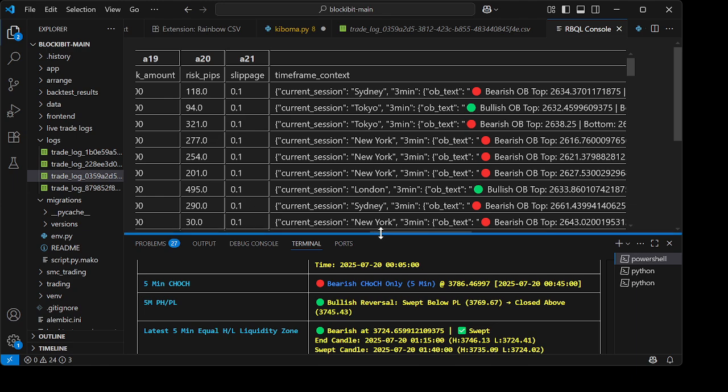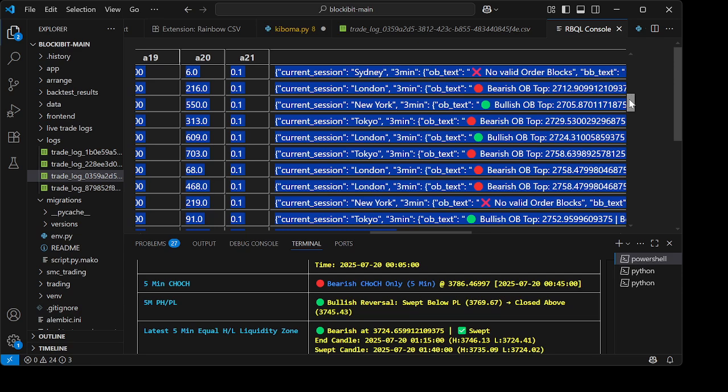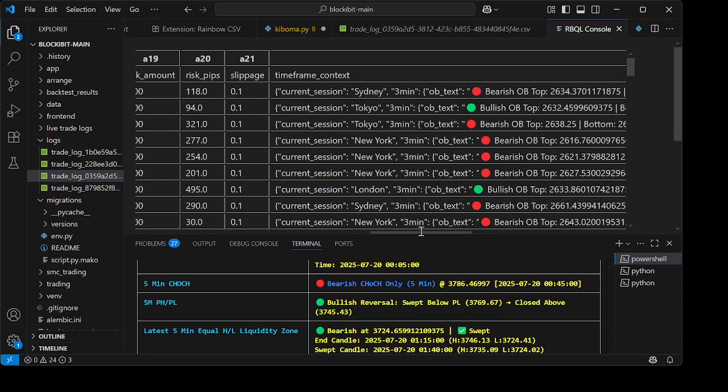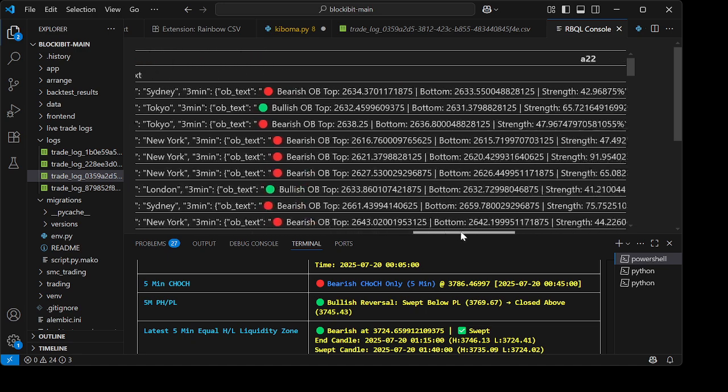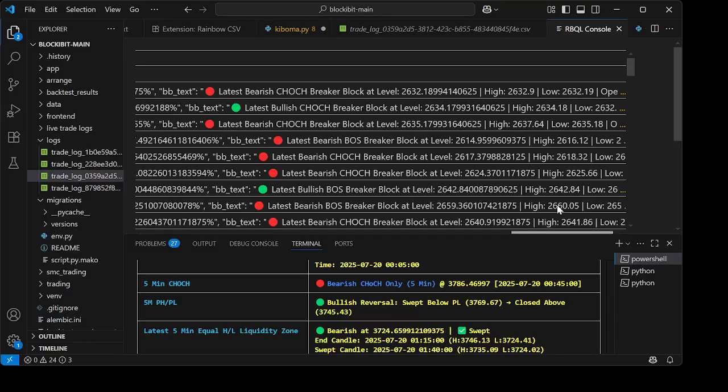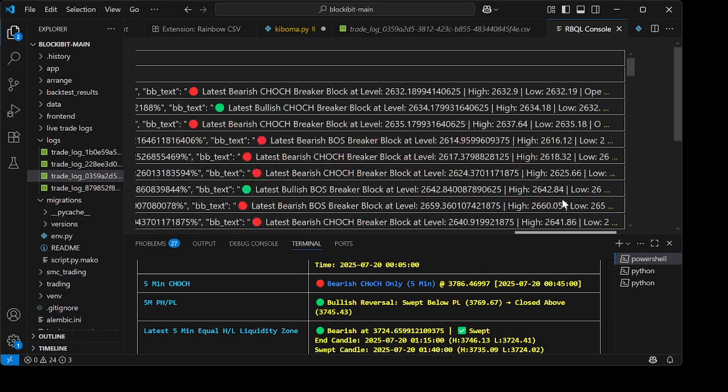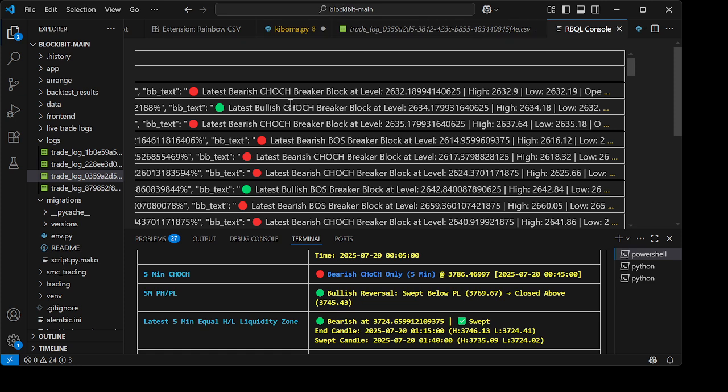In the 3 minutes, what do we have? We have the outer block was bearish. There is all this information for each time frame, so you can see. But this one is cut off because there's a lot of information in here, and you can only have it if you have my CSV file. I haven't opened the CSV file here to see all this information.